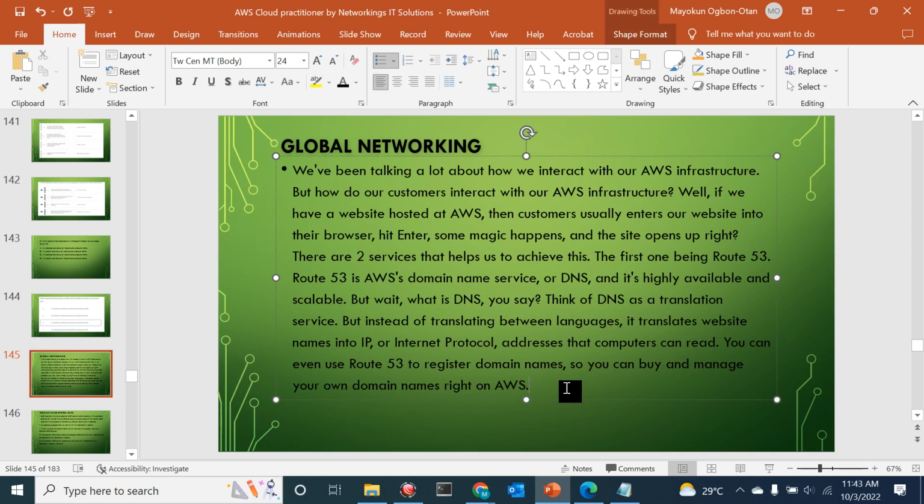Now, most of what we have been doing is working as a cloud engineer or a DevOps engineer. We have not been looking at it from the perspective of a customer. What do I mean? You create an EC2 instance, right? You put your website on it. This is the back end.